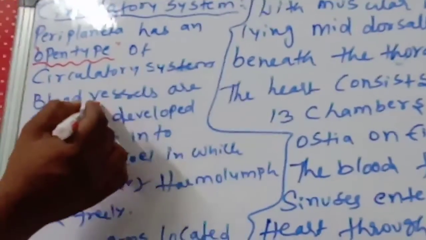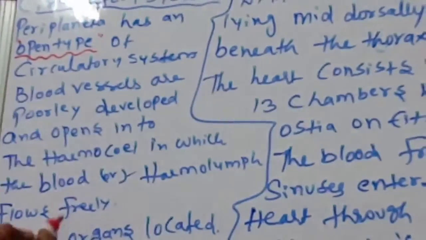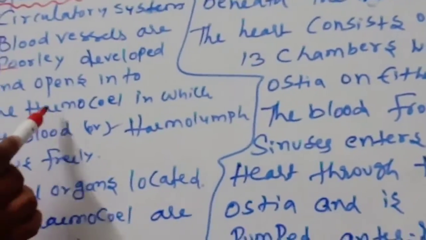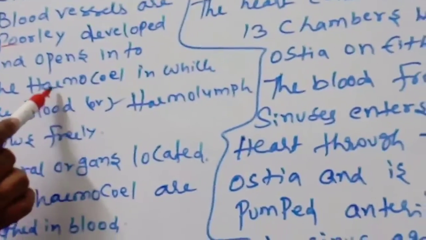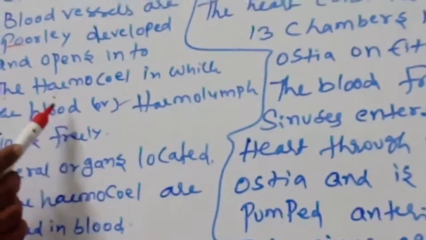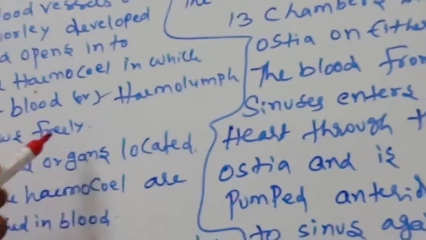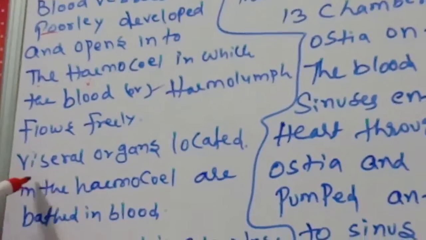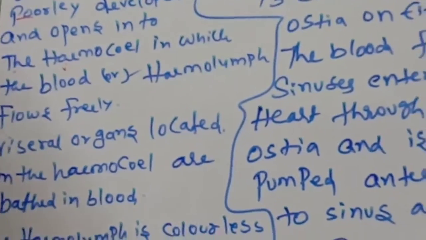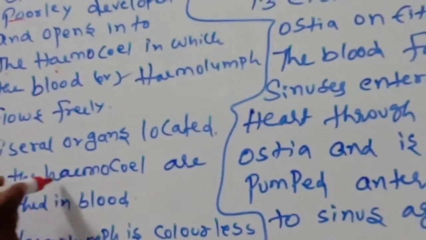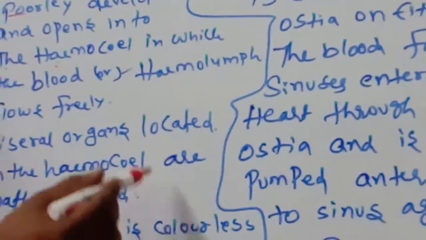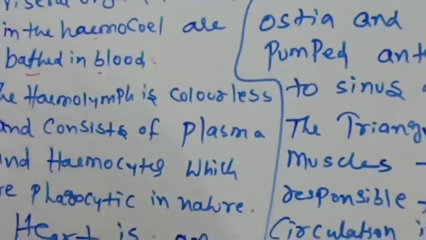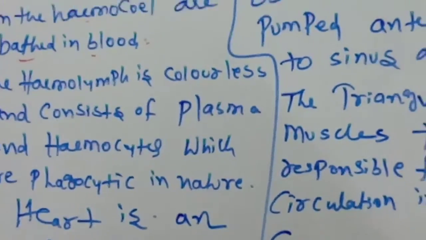The blood vessels are poorly developed and open into the hemocoel, in which the blood or hemolymph flows freely. Hemocoel means cavity. Visceral organs located in the hemocoel are bathed in the blood, so organs like the intestine and the heart are bathed in the blood.